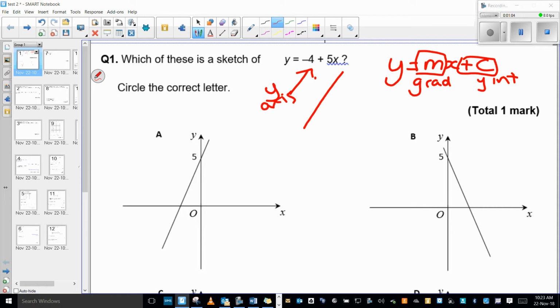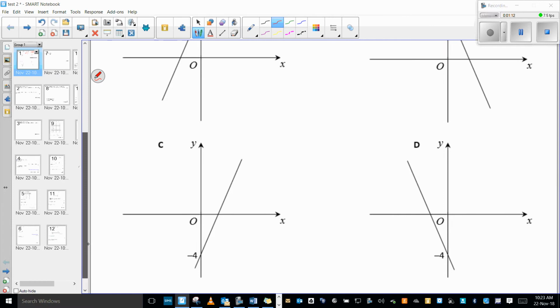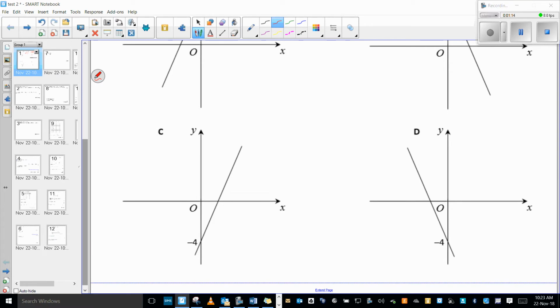So we have a look at this. Does this cross the y-axis at negative 4? No. So it's not that or that. So if you did either of those two, you're wrong. So give me one of these two. Which one has an uphill slope? C. Okay? That's the thought process that you need to go through.